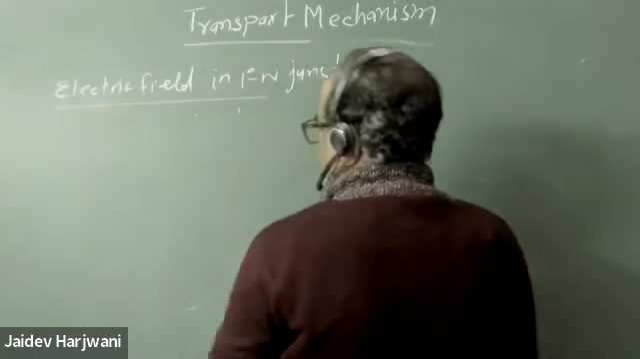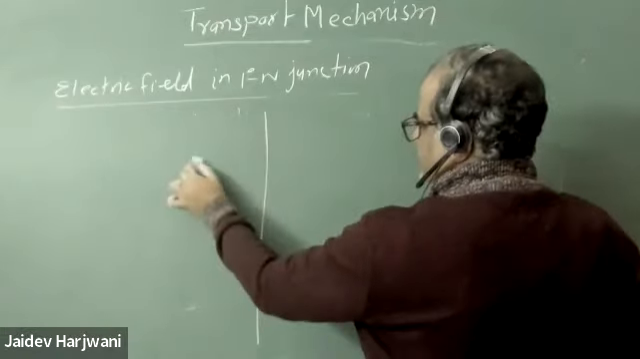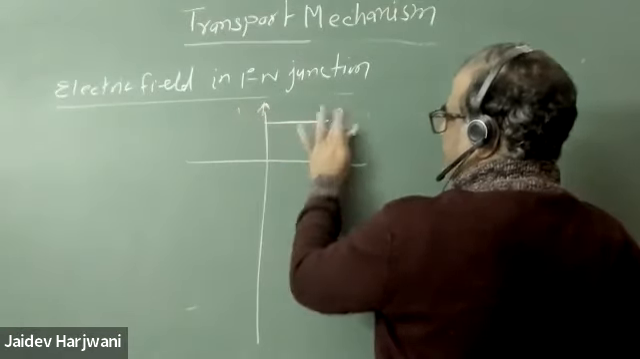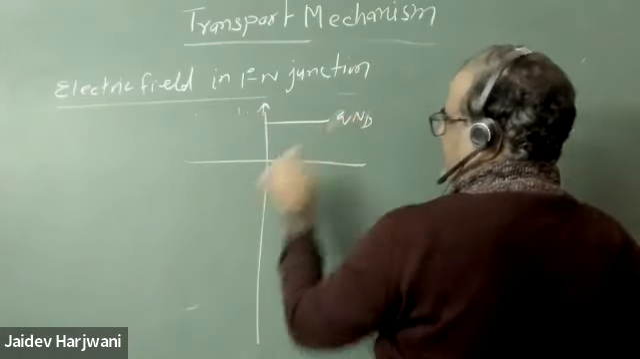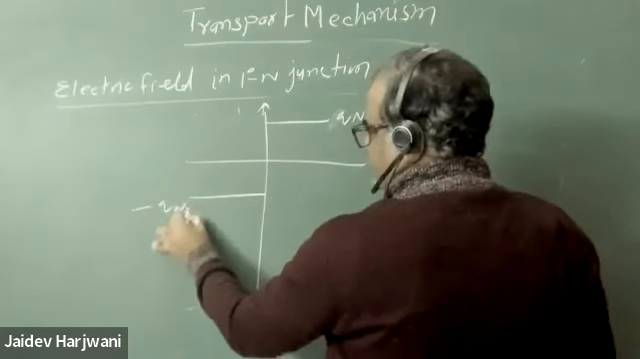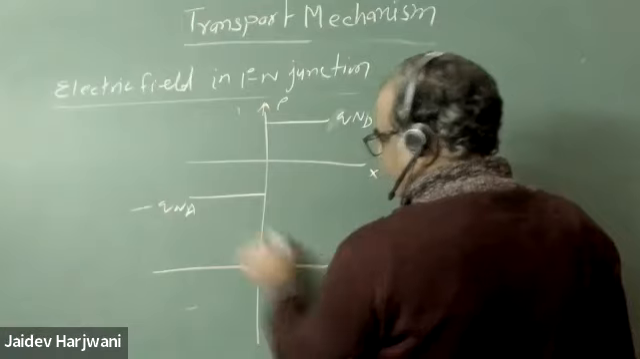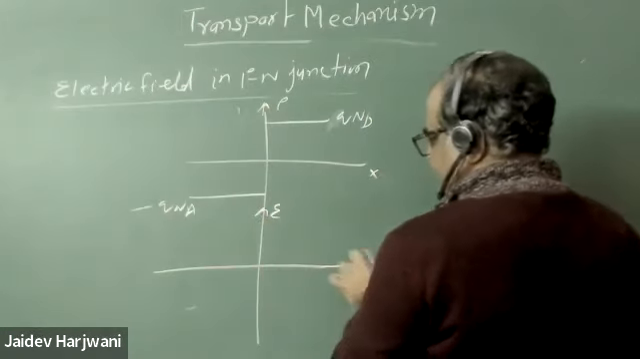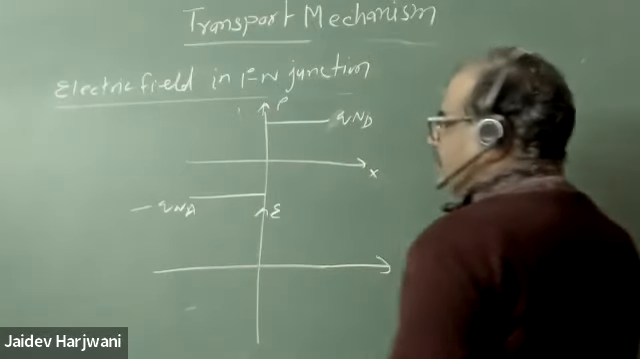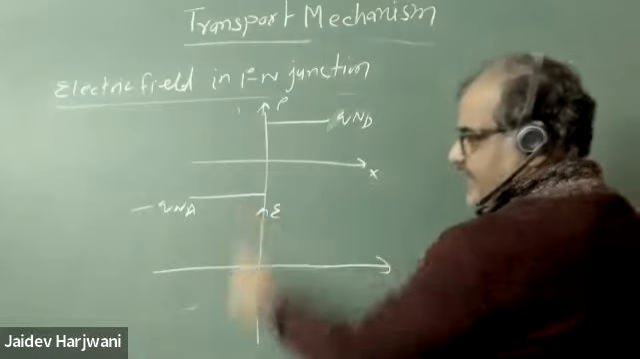Okay. So, electric field. This is my charge density profile, Q N D on this side and minus Q N A on this side, versus X. Now I want to plot the electric field versus X. So how can I calculate the electric field in the P side and N side?